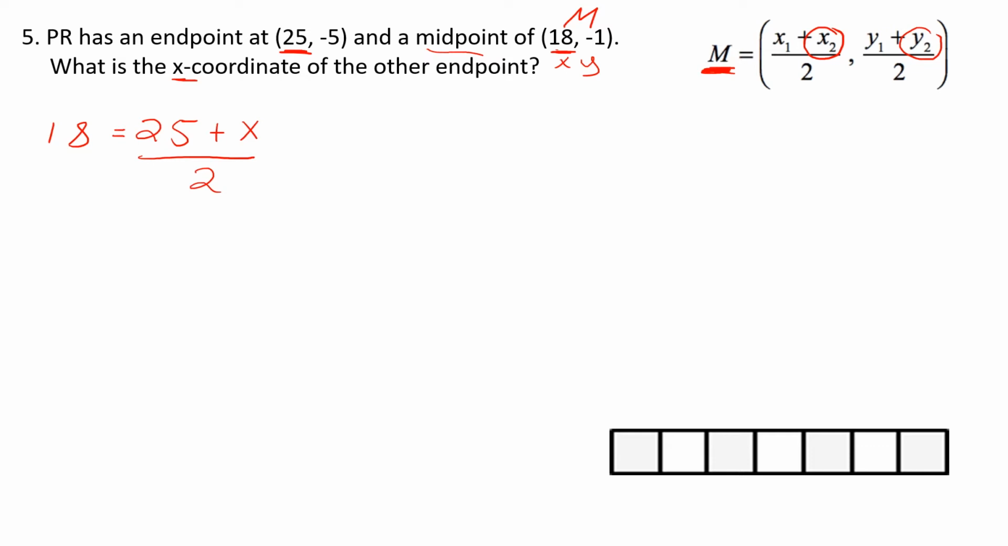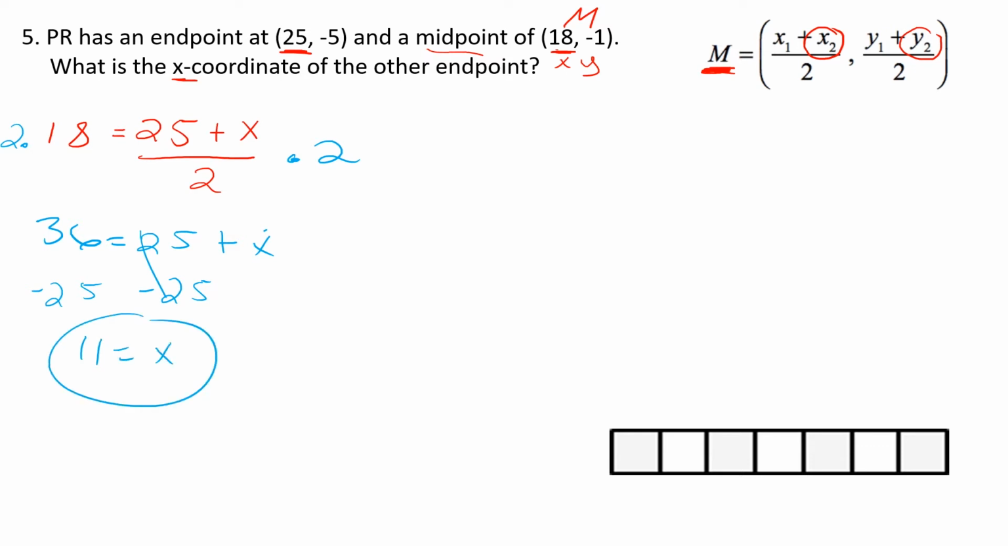And so I could just solve this problem to find x. And so using your algebra skills, I want to solve for x. Let's multiply both sides by 2. 2 times 18 is 36. I'm left with 36 equals 25 plus x, not equals, so plus x. And I'm left with a one-step equation. I'm just subtracting 25 from both sides. 36 minus 25 is 11. So the x value is 11. And I have found my answer here, 11.